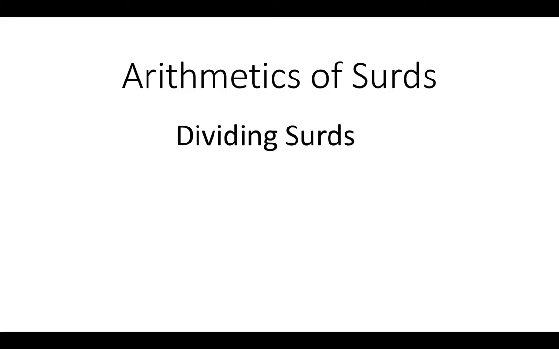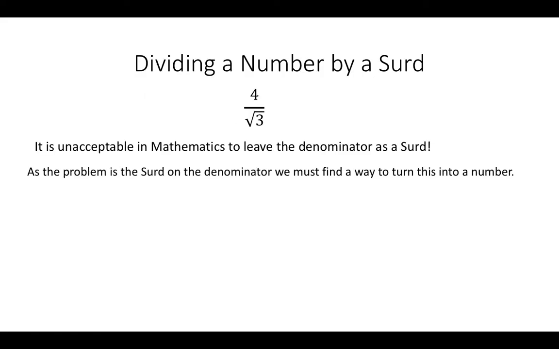Hi there, welcome to the last lesson of arithmetic of surds. This time we're going to be dividing surds, but this time we're going to be dividing by a surd into a number. Now it's unacceptable in mathematics to leave your denominator as a surd. As the problem is the surd on the denominator, what we've got to do is try and find a way to get rid of the root 3 from the bottom of this surd.